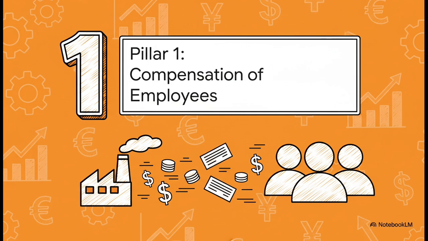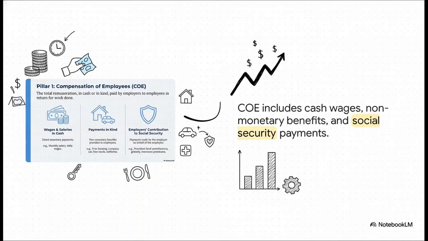Let's start with the biggest piece of the pie by a long shot, compensation of employees. This is the total reward, and I mean all of it, that employers pay their employees for the work they do. Now, this is where it gets really interesting, because compensation is way more than just the cash that hits your bank account. Of course, it includes wages and salaries, but it also includes what we call payments in kind, things like a company car or free housing.